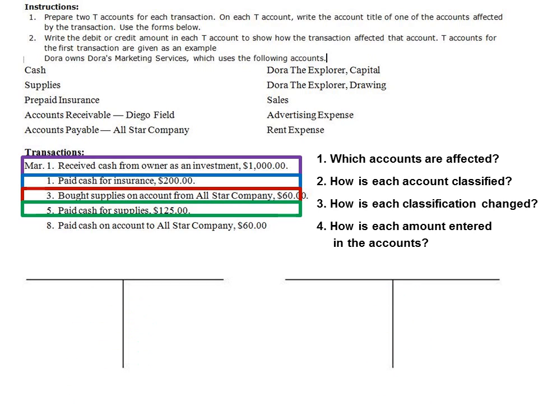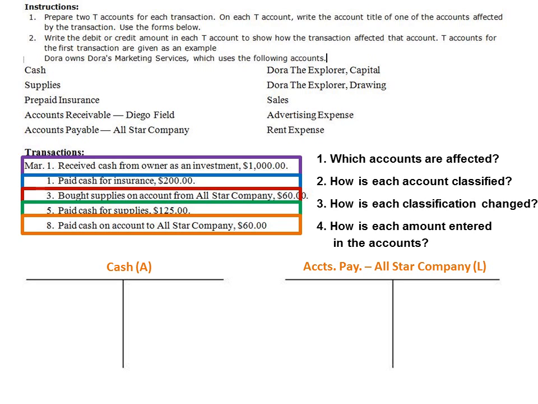which is $125. And finally, we paid cash on account to All-Star Company. So what's happening here in the March 3rd transaction, we bought supplies on account, and we said, we'll pay you in the future. Well, the future happens to be March 8th. So now we're paying them cash. Well, what are my two accounts that are going to happen? Well, paid cash, there's that cash word, has to be the cash account. And my other one is accounts payable All-Star Company.